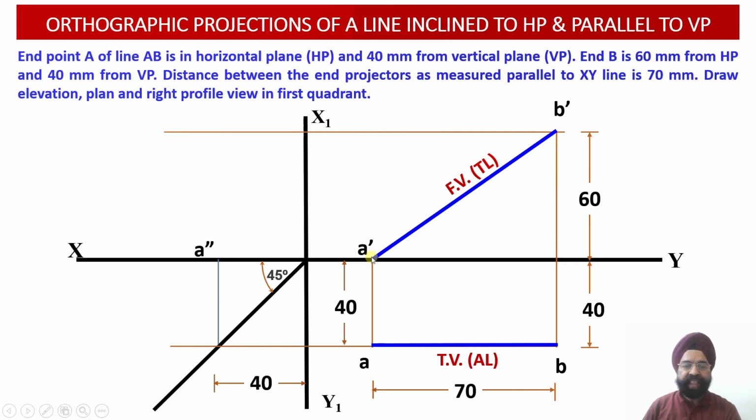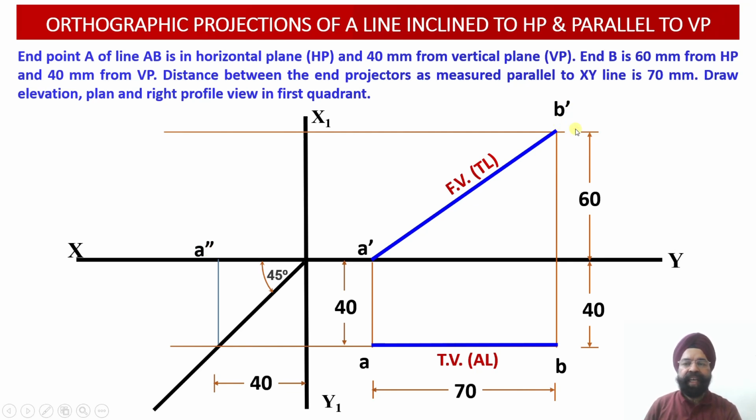That is, this distance of point A in the top view from the vertical plane has been transferred into the profile plane as distance from the vertical plane over here, right? So this way this distance has been transferred and we have been able to obtain the point A double dash. Similarly, the B double dash point we need to evaluate.